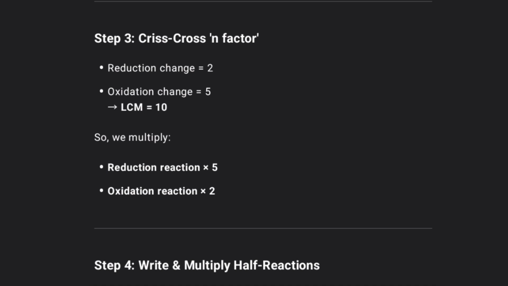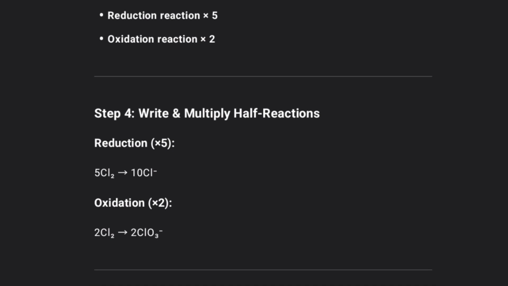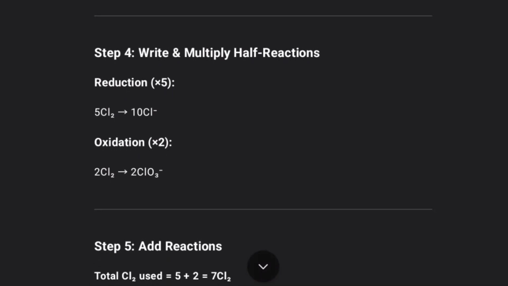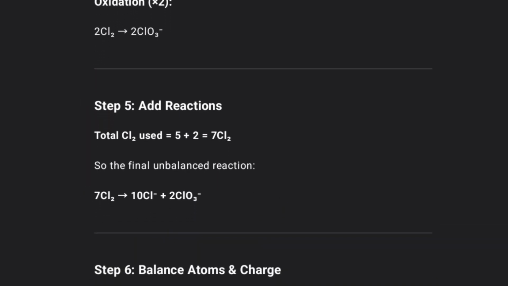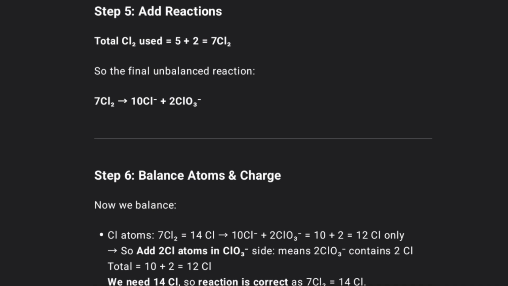Step 4, write and multiply the half reactions. Reduction times 5: 5Cl2 gives 10Cl⁻. Oxidation times 2: 2Cl2 gives 2ClO3⁻. Step 5, add the reactions. Total Cl2 used equals 5 plus 2, 7Cl2. So the final unbalanced reaction is 7Cl2 gives 10Cl⁻ plus 2ClO3⁻.